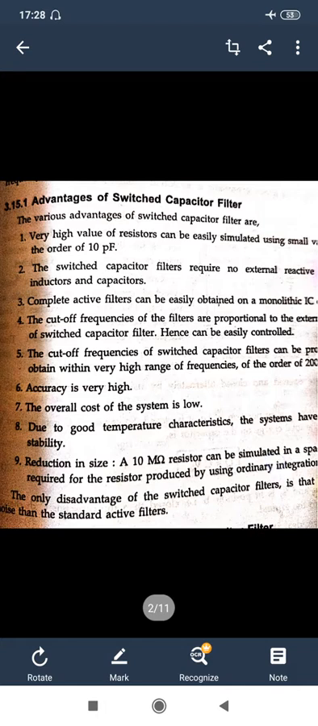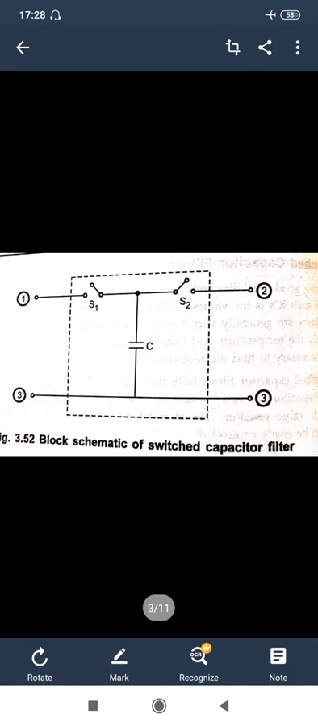When we talk about the basic operation of switch capacitor filters, basically there are two MOS switches and a capacitor, with three terminals 1, 2 and 3. I will show it in this diagram. That is the basic diagram where switches S1, S2 and a capacitor are there. Switch S1 is connected to terminal 1, switch S2 is connected to terminal 2, and in between them the capacitor is connected with respect to the ground terminal, that is terminal 3. That is the basic block schematic of the switch capacitor filter.